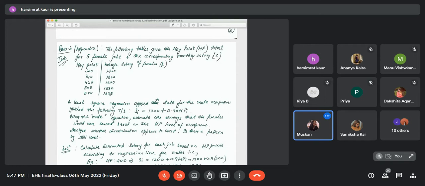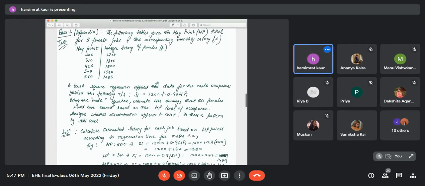Yes, ma'am. Now guys, the thing is, it's comparable. So what we are trying to say is that if this is the point, and if the males are also given the same points, then ultimately the males should also be receiving similar salaries, that is 1200, 1300, 1500. But in reality, that is not the fact.